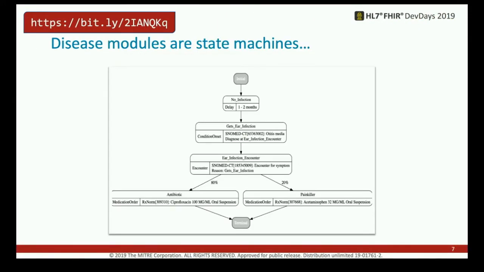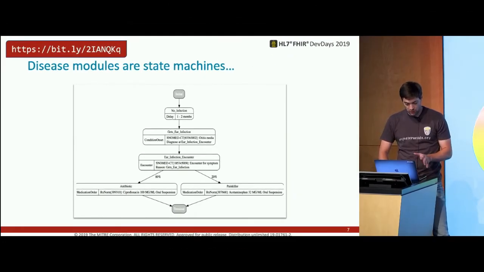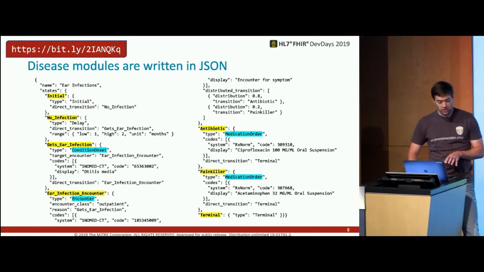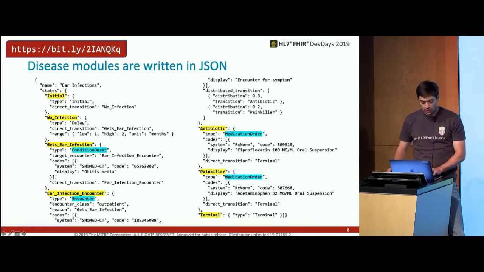OK, so just to recap, the disease models, they're state machines. There's different types of states. I'm not going to get into it, but the wiki has a ton of documentation about them. And it's just JSON underneath. This might be a little weird to read, but it's 2 columns of JSON. Those yellow highlights are actually the names of the states that you might have saw.